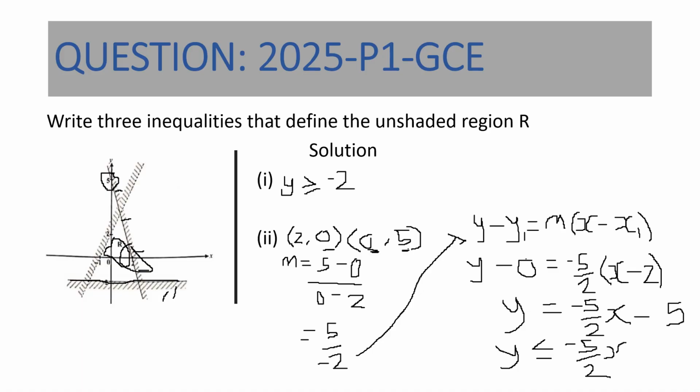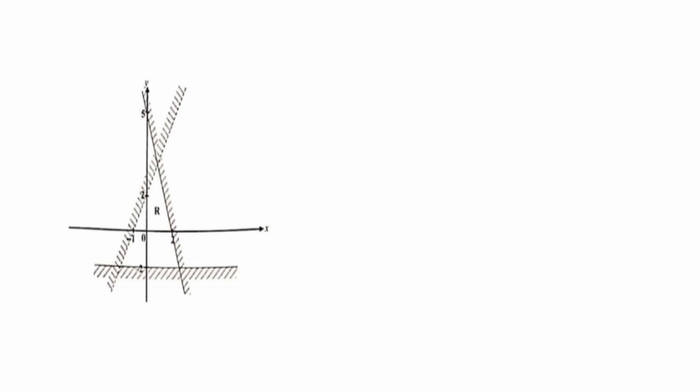Okay, minus 5. So we have found the first two inequalities. The first one was y is equal to negative 2. Then the second inequality is y is also equal to negative 5 over 2 x minus 5. These are our first two. Now let's find the third and the final inequality for this question.